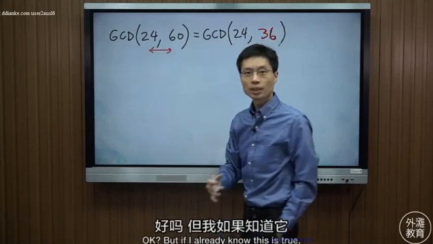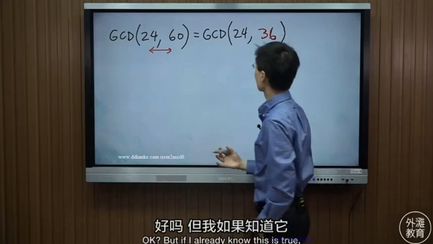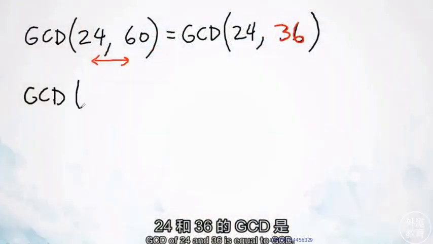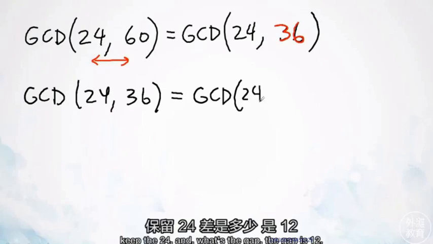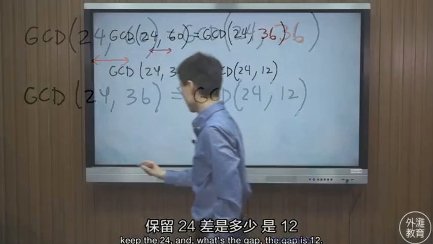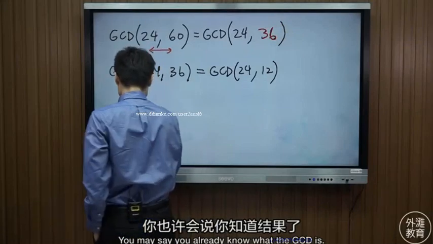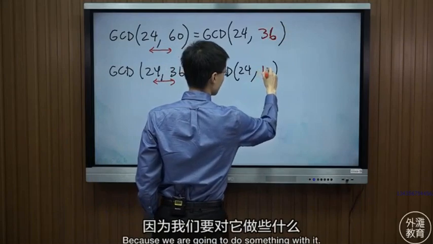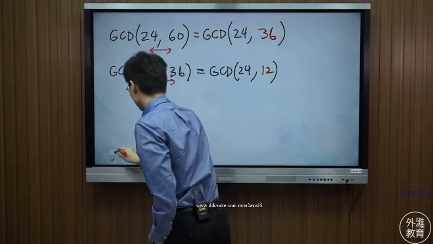Okay, but if I already know this is true, I can do it again. GCD of 24 and 36 is equal to GCD, keep the 24, and what's the gap? The gap is 12. You may say you already know what the GCD is, but I'm doing this all the way on purpose because we're going to do something with it next time.